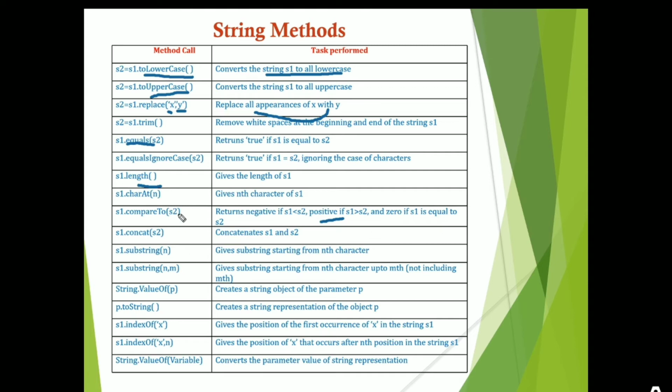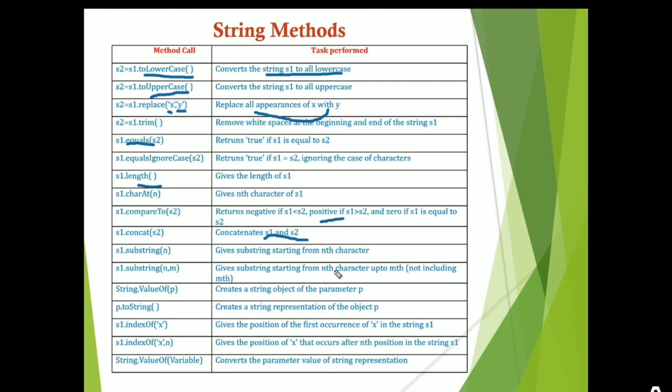And the concatenate operation is used as s1.concat(s2), which concatenates s1 with s2. Okay, this is concatenate. Substring gives the substring starting from the nth character. Here s1.substring(n). If we specify 3, from the third character, all the remaining characters are returned from the s1 string.